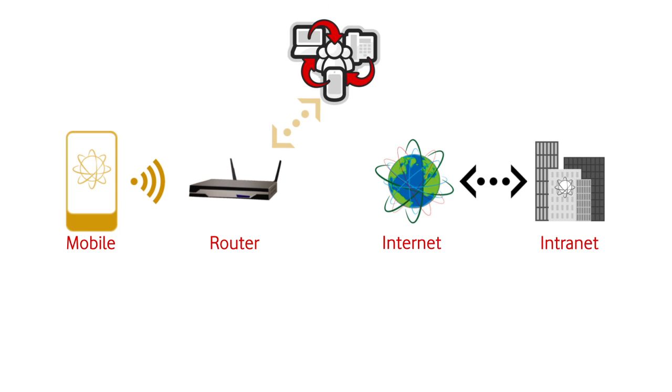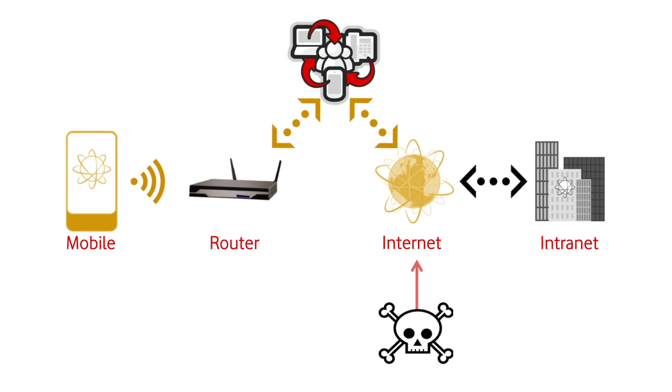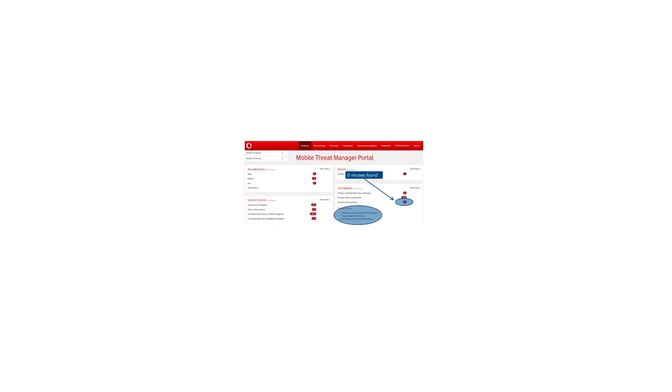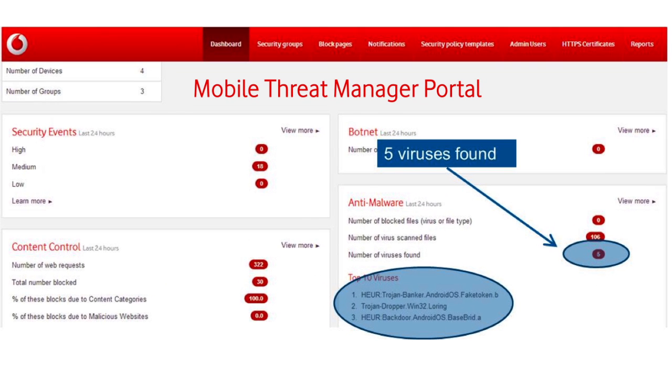Mobile Threat Manager protects against malware by checking all download requests against a best-of-breed malware watch list and blocking access to any malware sites that it finds. This also applies to malware that has been previously installed on the phone. Mobile Threat Manager will block any attempts to send data from the phone to the malware source.